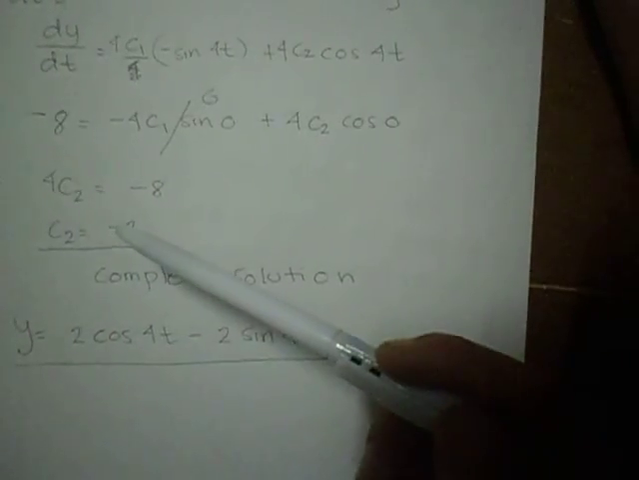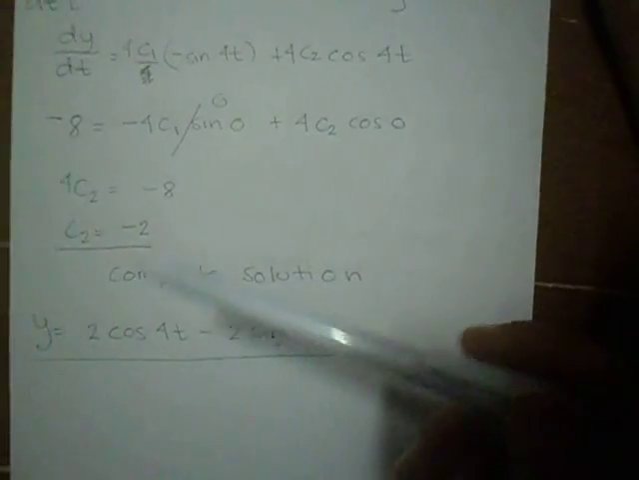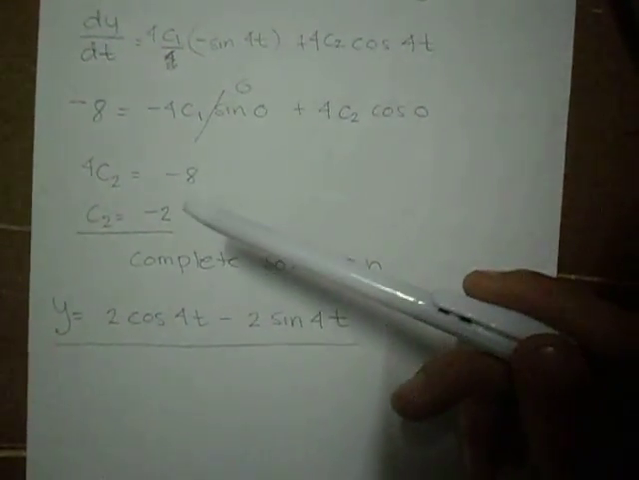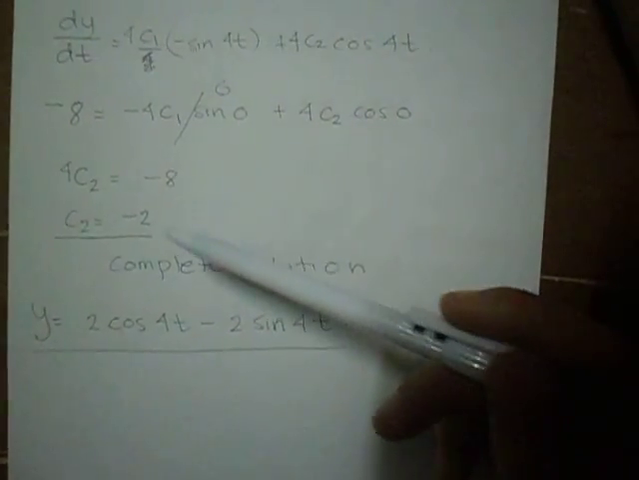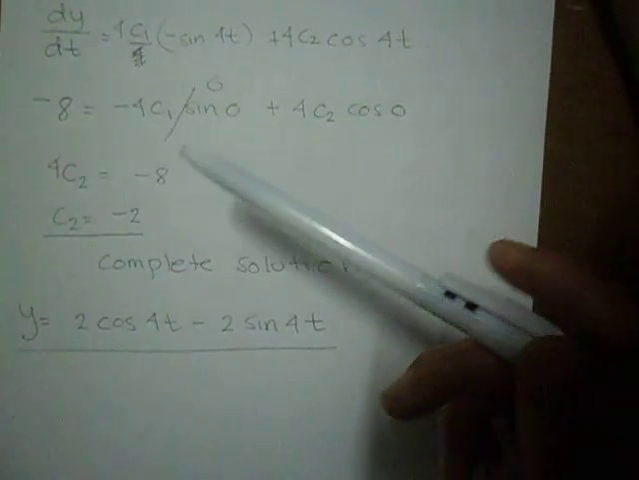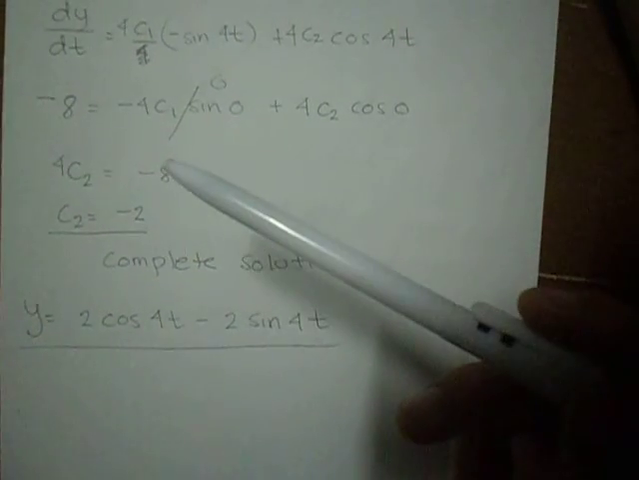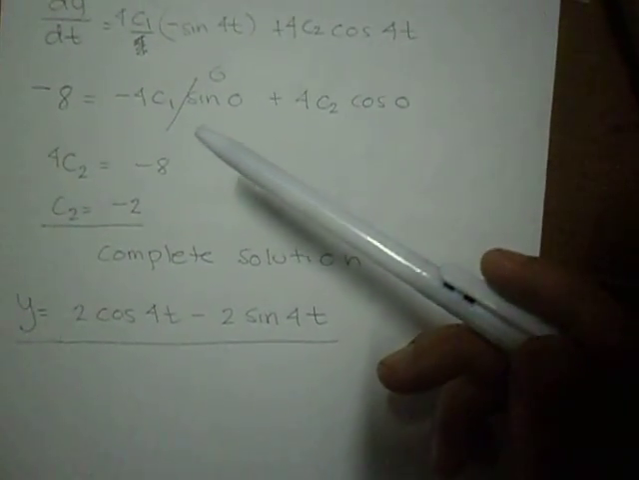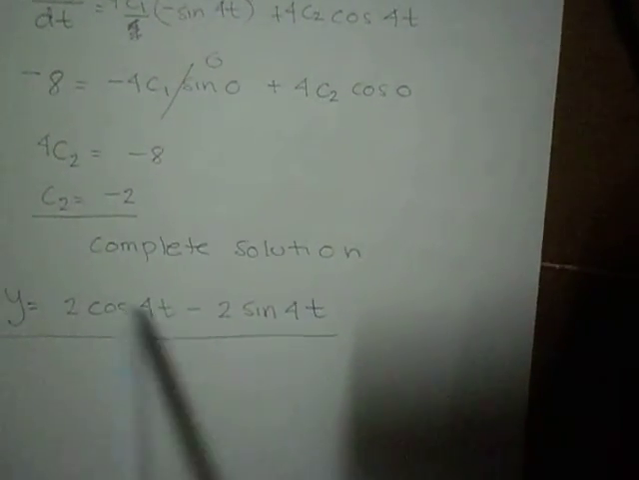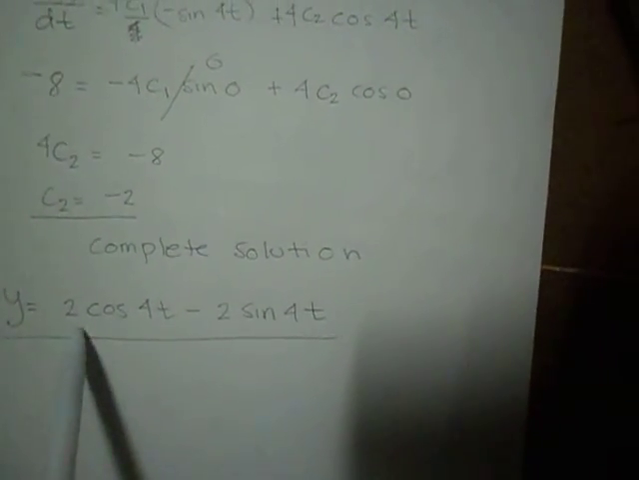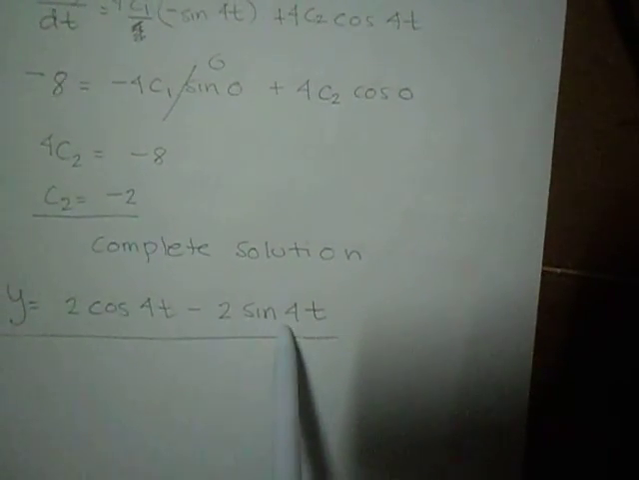So you have your two values of c1 and c2. You can plug them into your original function, which is your complete solution, which is this one: y is equal to 2 cosine 4t minus 2 sine 4t.